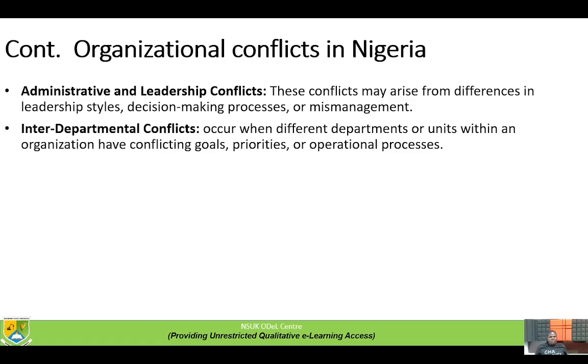Then there is how operations are conducted. In most organizations there are processes to follow, but you have situations where some organizations begin to boycott such processes and implement things without following due process. It can cause conflict, even in families, in our various engagements. If there are rules of engagement and they are not followed, it causes conflict. So these are some of the organizational conflicts that we have in Nigeria.